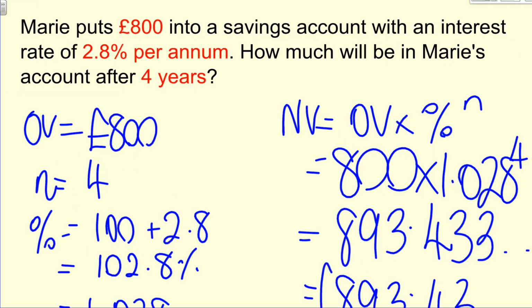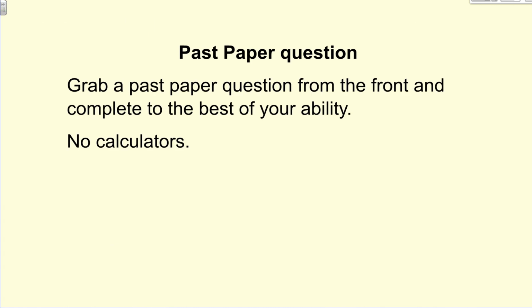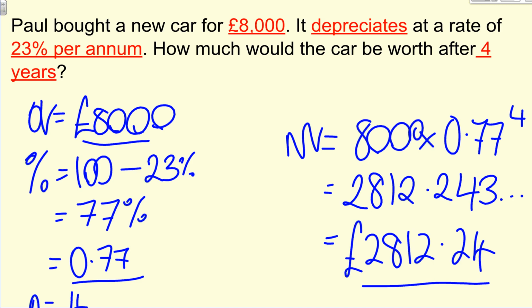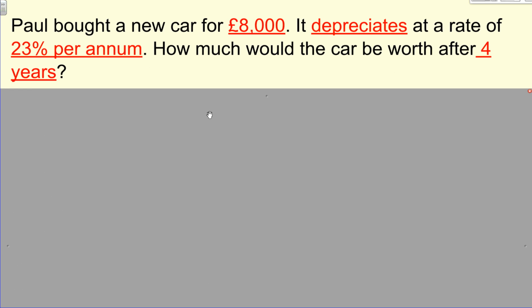We'll do one example now, which is going down. So I'll just find one. Here it is. So here's an example where we're going down. It says Paul bought a new car for £8,000. It depreciates, that means goes down, at a rate of 23% per annum. How much would the car be worth after 4 years?